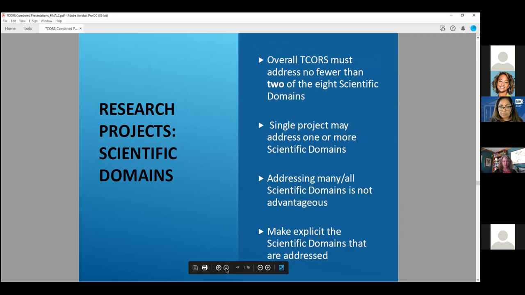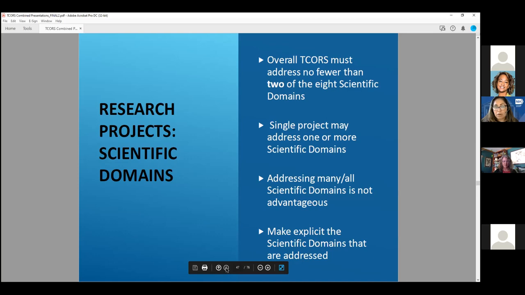Okay, a very important component also of this TCORS is the research projects. And again, they must be within the scientific domains. And here, these are very important components for these projects. The overall TCORS must address no fewer than two of the eight scientific domains. A single project may address one or more of these domains.